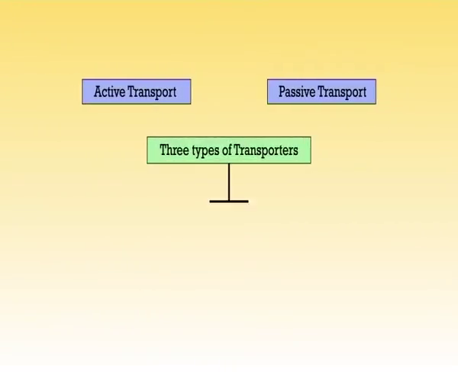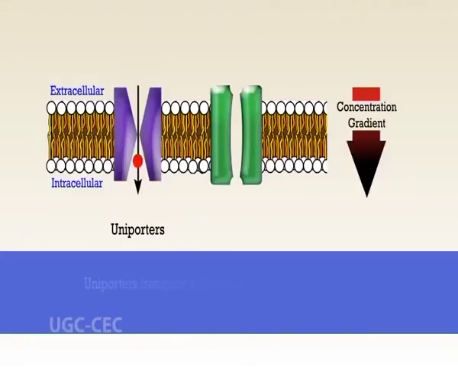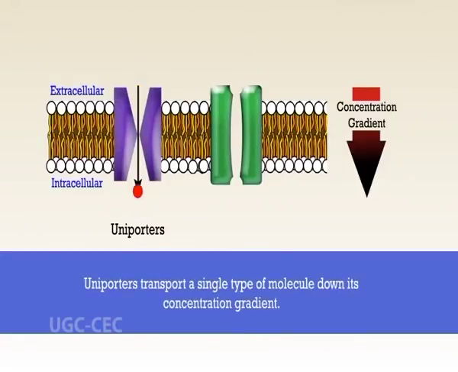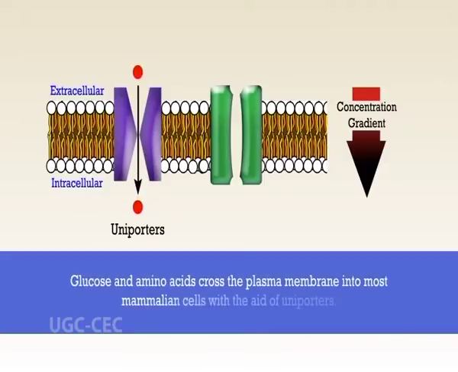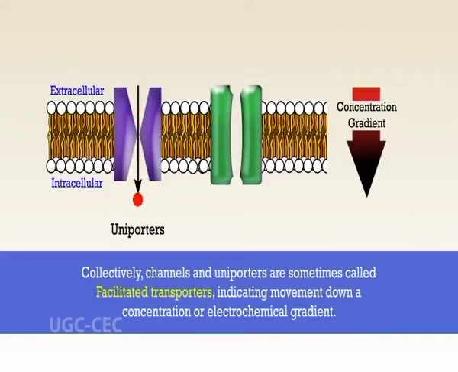There are three types of transporters. There are uniporters, symporters, and antiporters. Now, uniporters transport a single type of molecule down its concentration gradient. Glucose and amino acids cross the plasma membrane into most mammalian cells with the help of uniporters. Collectively, channels and uniporters are sometimes called facilitated transporters, indicating a movement down a concentration or electrochemical gradient.